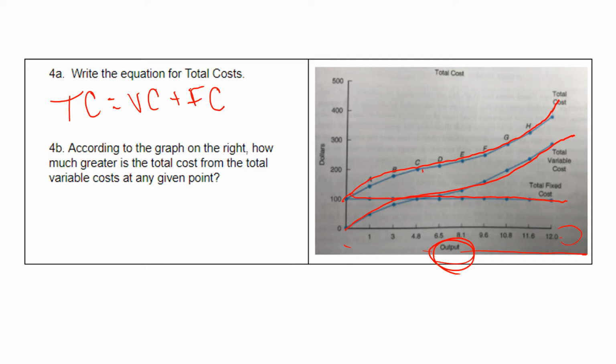So let's look at point C. At an output of 4.8, our total variable cost is, here's our total variable cost curve. At 4.8, our total variable cost is $100. At 4.8, our total cost is $200. So that's a difference. It's greater by $100. And actually at every single point, it's greater by $100. That's because the value of the fixed cost is $100. So total fixed cost plus total variable cost equals total cost.